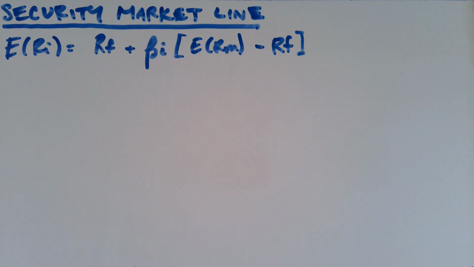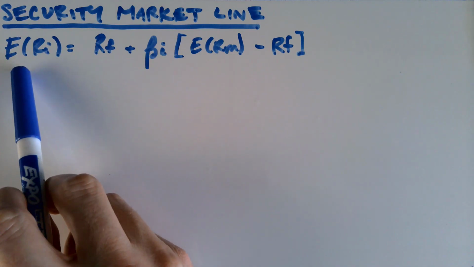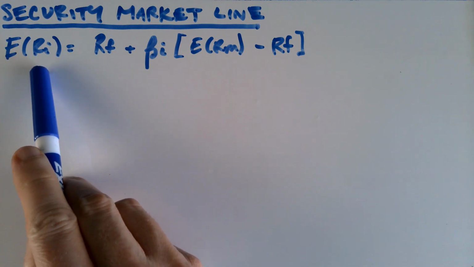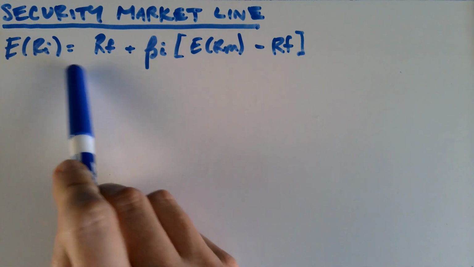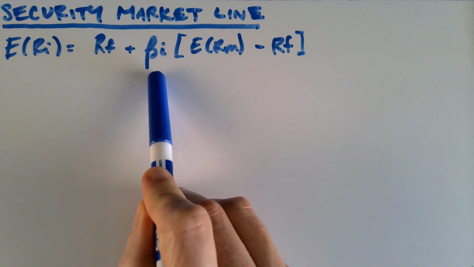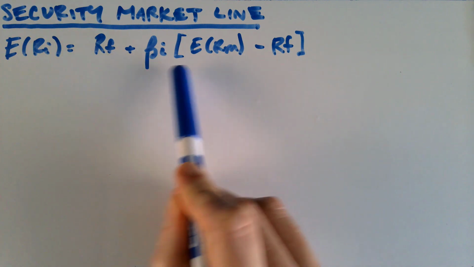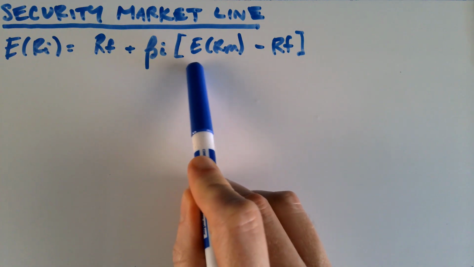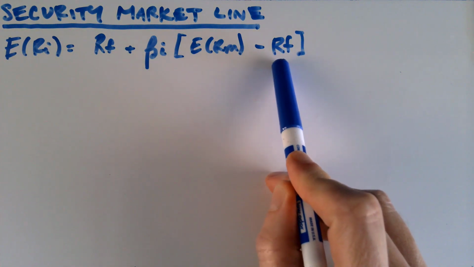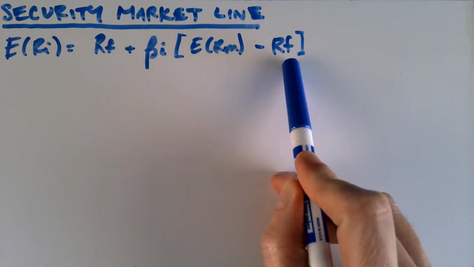Let's start with the security market line. Security market line is as follows. The expected return on security I, let's assume I is a stock, is equal to the risk-free rate plus beta on security I times, parentheses, the expected return on the market minus the risk-free rate.